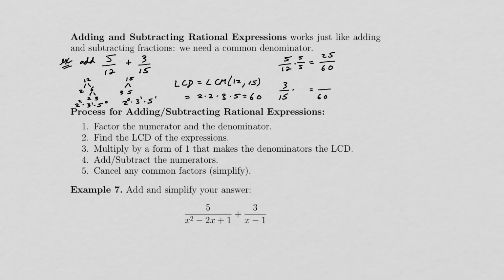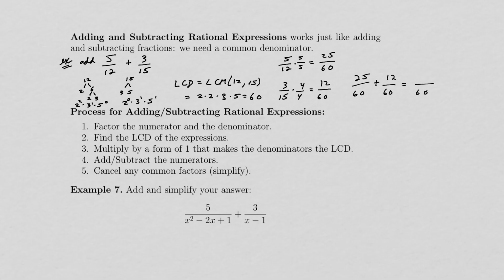What am I missing? Again, you can find it from here, right? 3 times 5, that gives me 15. I'm missing 2 times 2, which is 4. So I need to multiply this by 4 over 4, right? Because it has to be a factor of 1, and that's going to be 12/60ths. And now that I have the same denominator, I can add them, right? Remember, the rule is you keep the denominator and you add the numerator.